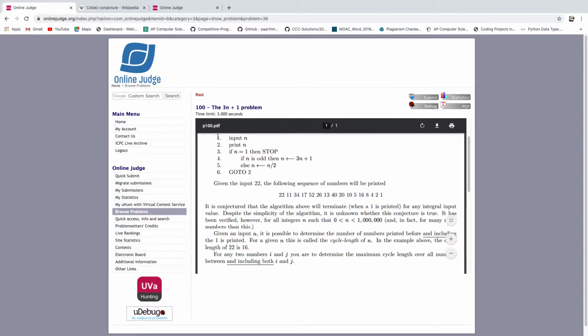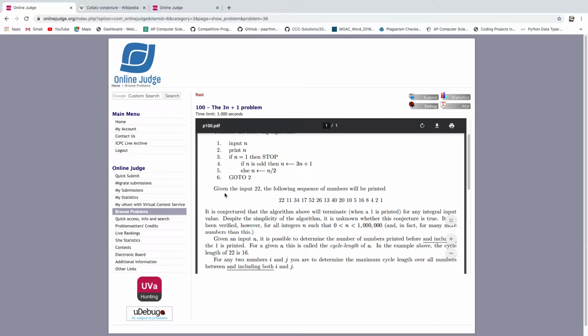If you see this, it says input n, print the number n. If n is 1, stop. If n is odd, multiply it by 3 and then add 1. If it is not odd, then just divide it by 2 and set it back to n. Then go back to step 2 and keep repeating this until n goes to 1 and then stop.